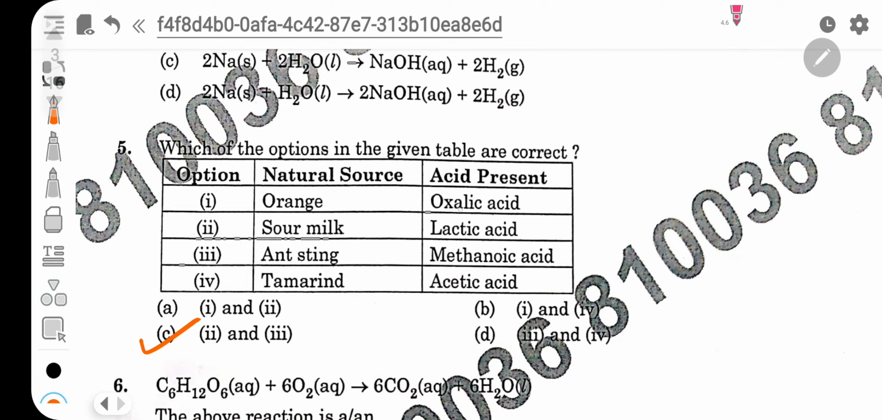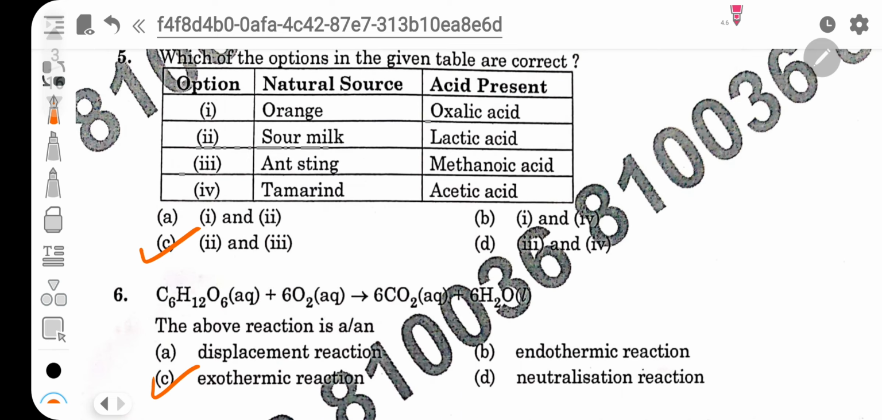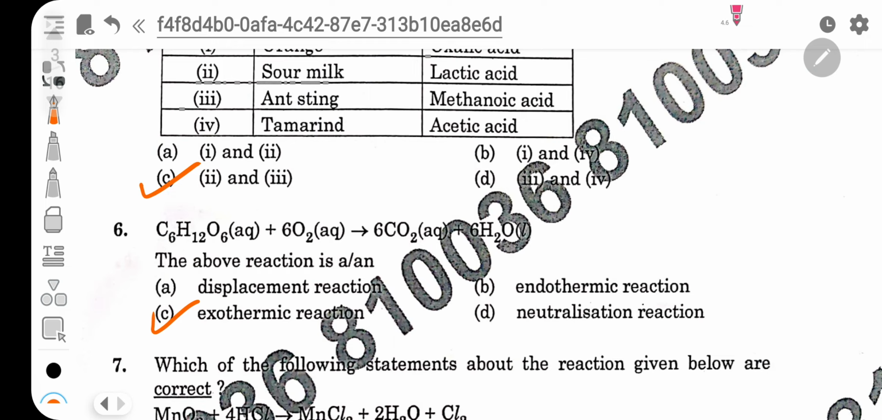Question number 5. Which of the options in the given table are correct? Ant sting is methanoic acid and sour milk is lactic acid. That is true. So the answer is 2 and 3. So the answer is C.